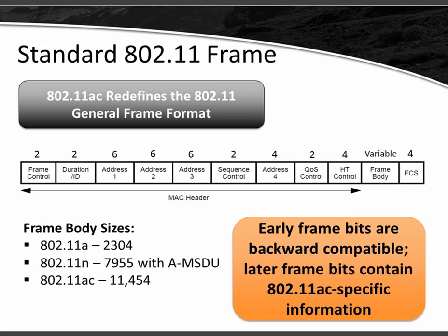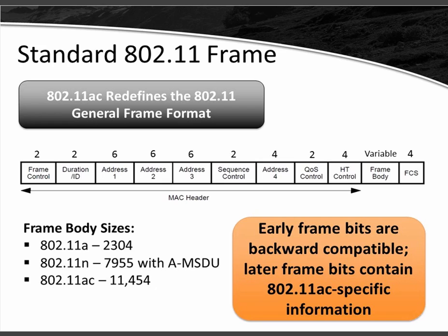11N maxed out at 7,955 with aggregated MSDUs. 11A was the old 2,304 bytes. These are, by the way, bytes or octets if you prefer to be more specific. An octet is an 8-bit byte. A byte could be something other than 8 bits, and that's why for better accuracy, it's good to say octet, but many people always think a byte is 8 bits. Well, if you think that, you're right in this case.